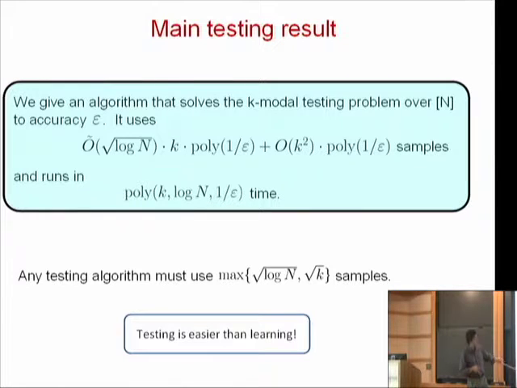So the takeaway maybe from these two slides is that the testing problem for these distributions is provably easier than learning. We know that to learn, basically you need k log n over epsilon cubed. We can do it with about k log n over epsilon cubed. But for testing, we can beat that. It's more like square root log n.